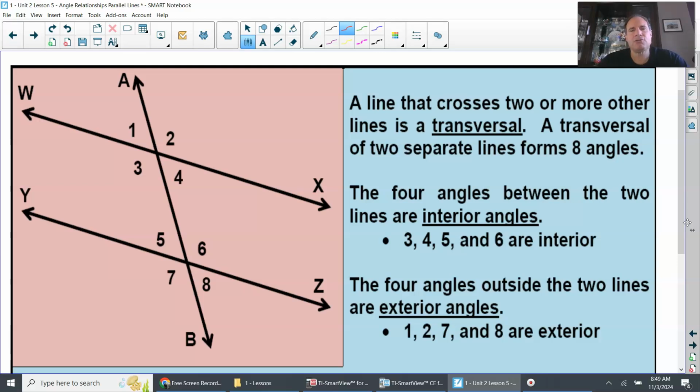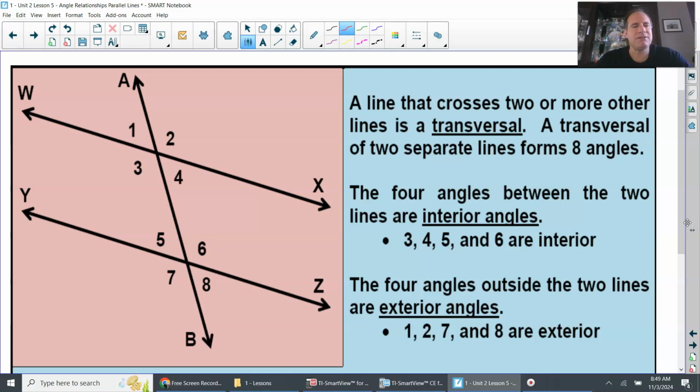All right, a line that crosses 2 or more lines is a transversal. AB is the transversal here. All right, once that transversal crosses the parallel lines, it forms 8 angles. The angles are not all different in size. 4 of them are the same, and the other 4 are the same. The 4 angles between the 2 lines are interior angles.